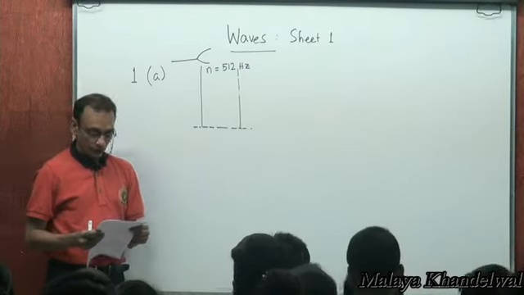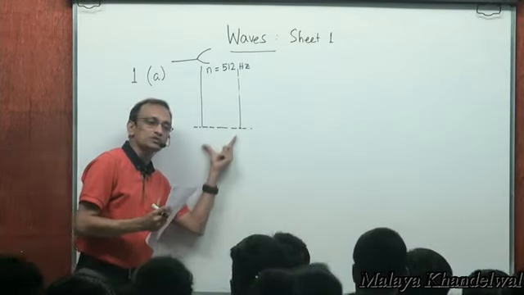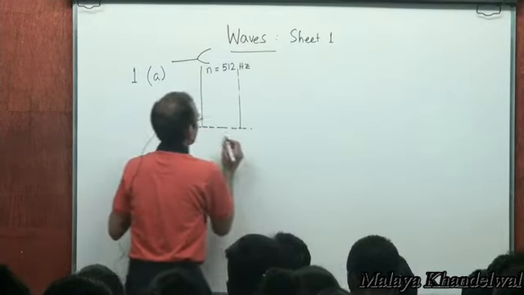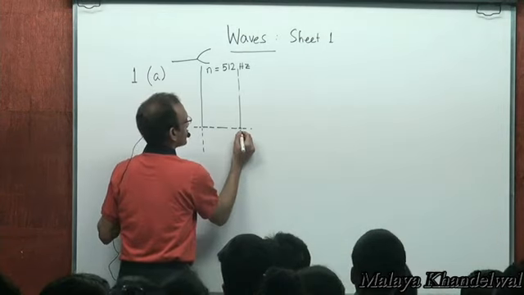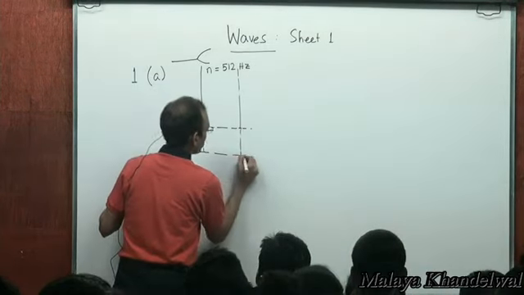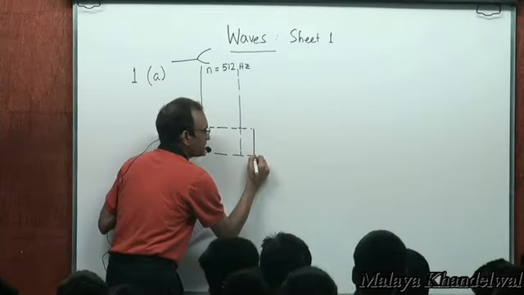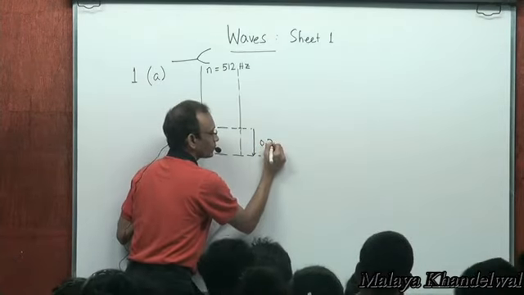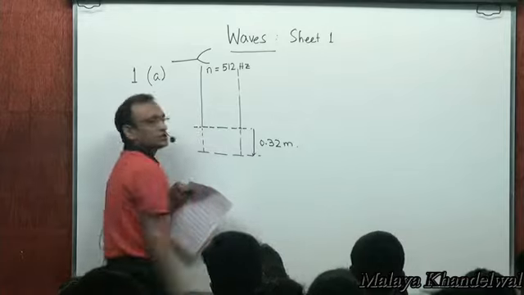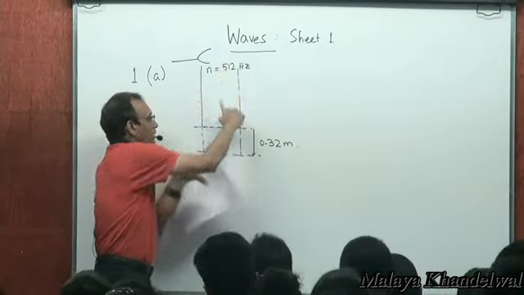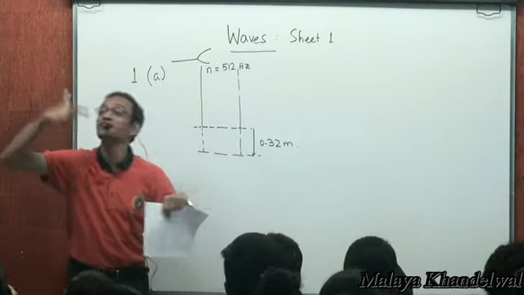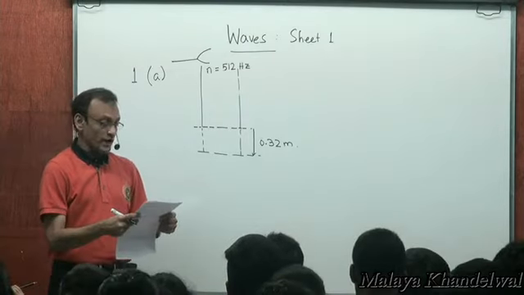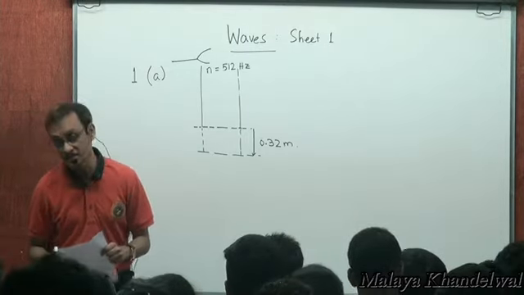Now, the piston is gradually pulled down. And it's found that after the piston descends a certain amount, which is given to be 32 centimeters, the air column, which increases by 32 centimeters, is once again in resonance with the tuning fork. We want to be able to calculate the velocity of sound given this data.